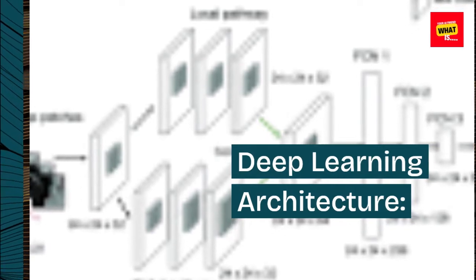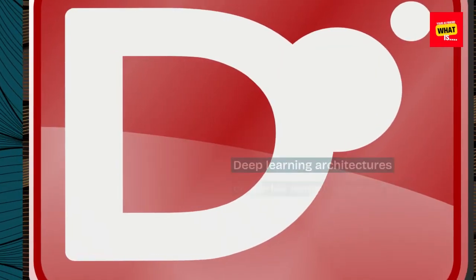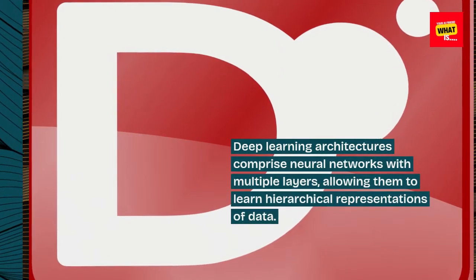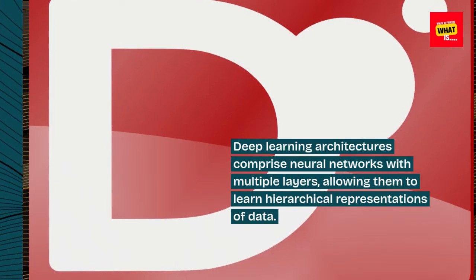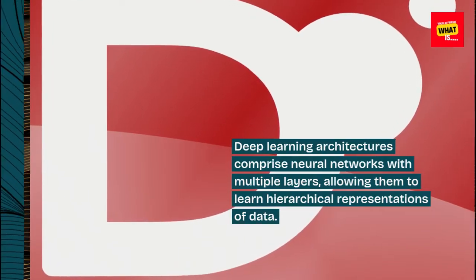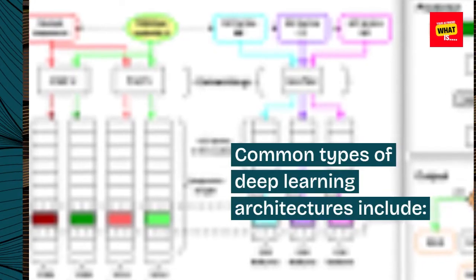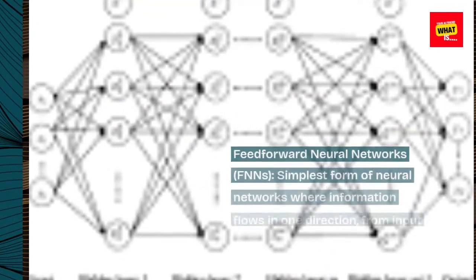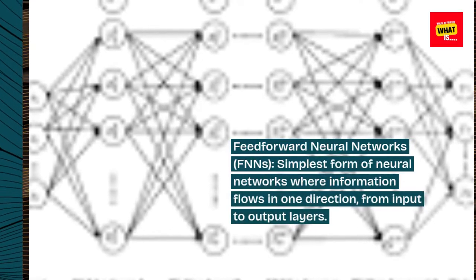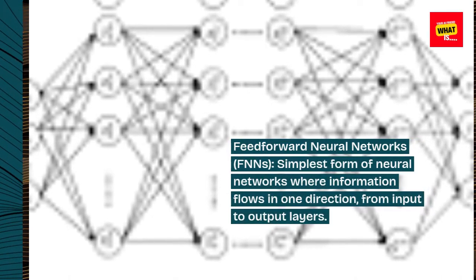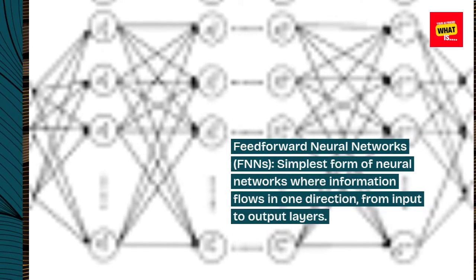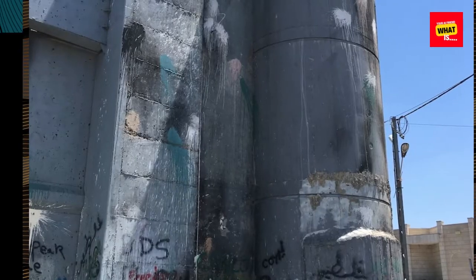Deep learning architecture. Deep learning architectures comprise neural networks with multiple layers, allowing them to learn hierarchical representations of data. Common types of deep learning architectures include feed-forward neural networks, FNNs, the simplest form of neural networks where information flows in one direction, from input to output layers.